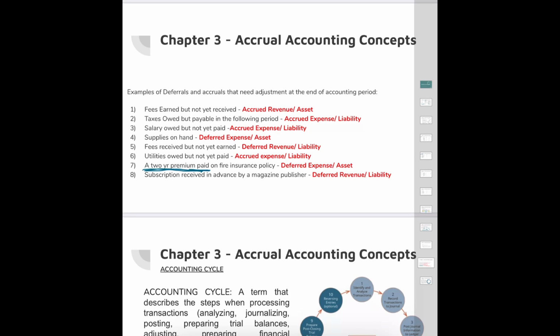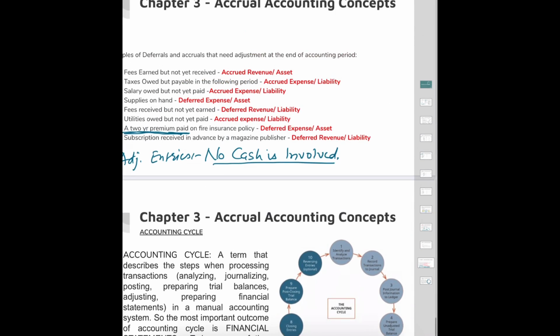Okay, so these are all the adjusting entries, and make sure that in the adjusting entries, no cash is involved. No cash is involved in adjusting entries.